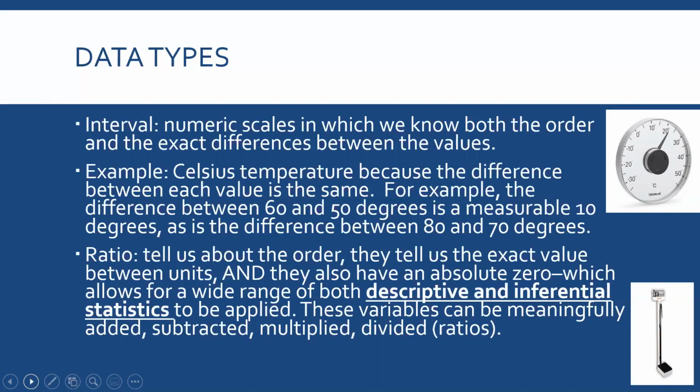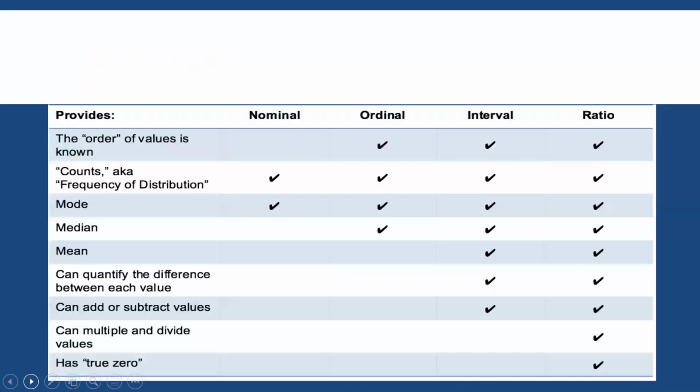Ratio data tell us about the order, they tell us the exact value between units, and they also have an absolute zero, which allows a wide range of both descriptive and inferential statistics to be applied. These variables can be meaningfully added, subtracted, multiplied, and divided, giving what are called ratios. An example of this is a bathroom scale. This is an example of ratio data.